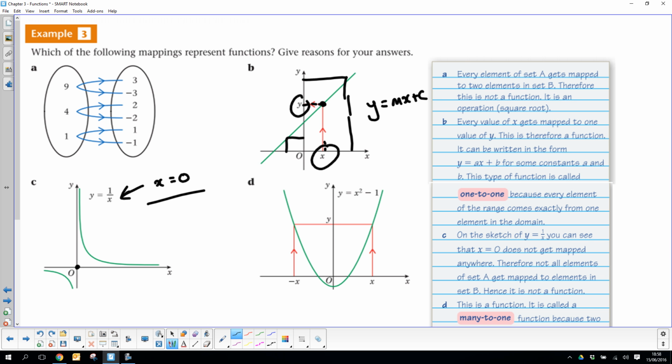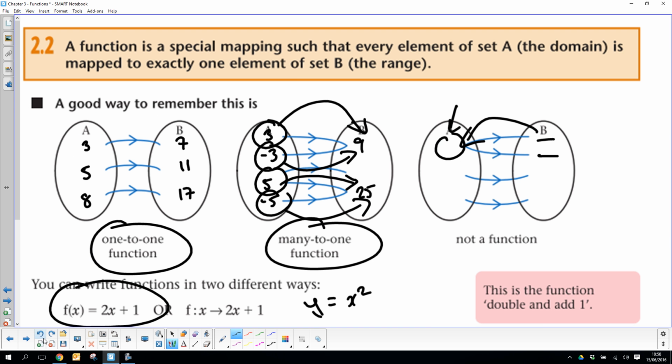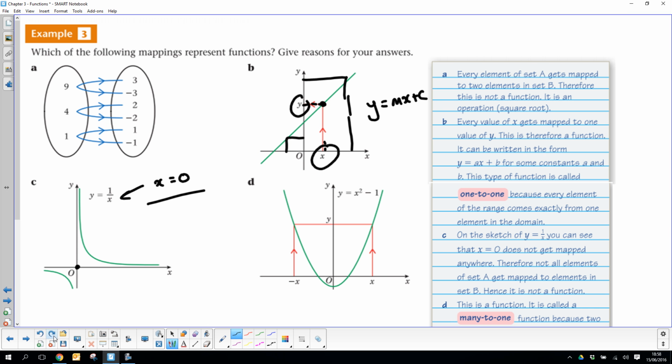I can make it a function fairly easily. When I'm stating my domain, I say x can be any of the real numbers, but if I just put x does not equal 0, what I'm saying is when you're putting your values into the function, you can put any value you like in except for x is 0. Now it becomes a function, because now all of the values of my domain, all of my input values, map onto one output value. So now that would be a function, but that's not what the question says, so as it stands, we are unable to say that that is a function.